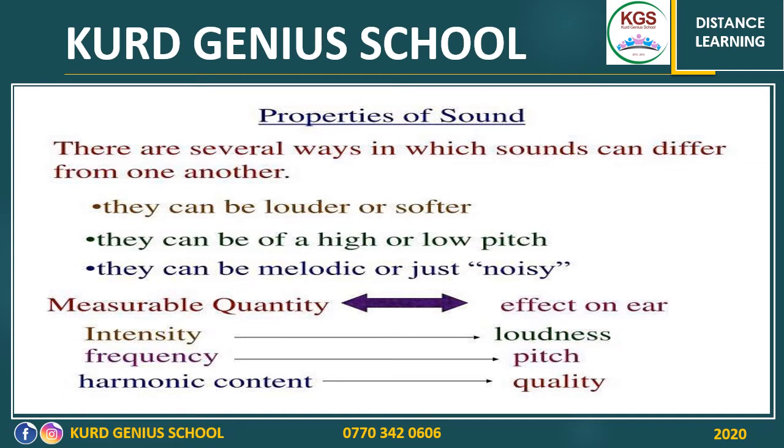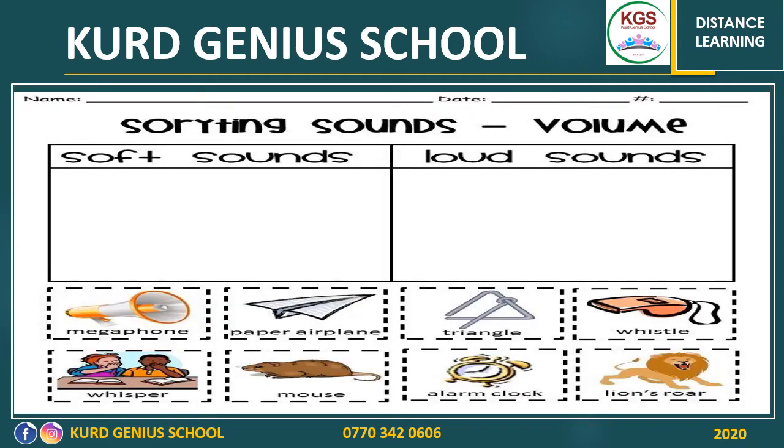Intensity means loudness. Frequency means pitch. But harmonic content means the quality. And guys, the second property of sound is volume. What is volume? It's the measure of the amount of sound energy that crosses perpendicularly a unit area in 1 second. So as I mentioned, sound has two properties. The first one is pitch, the second one is volume.